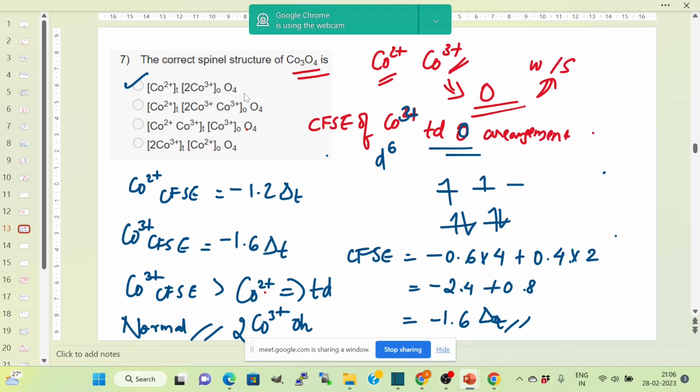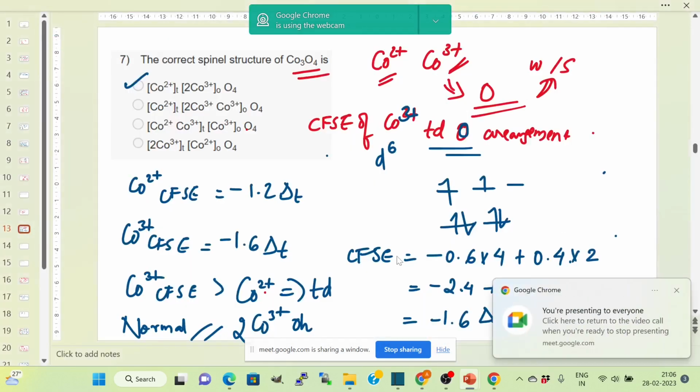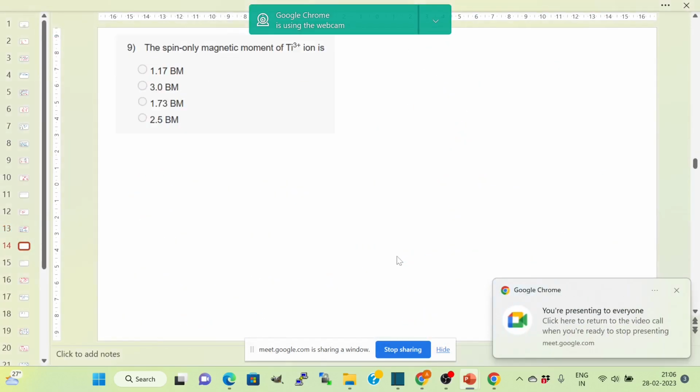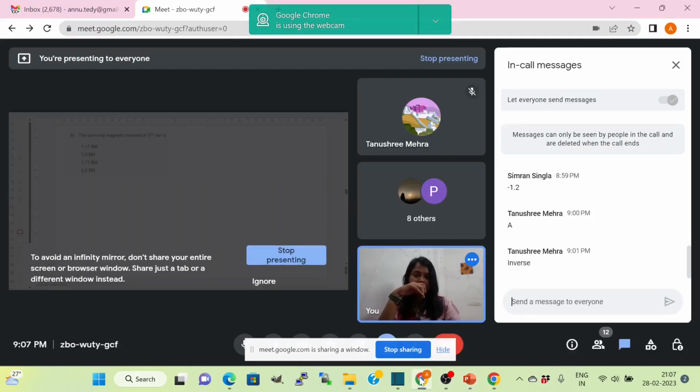Okay, so let me just check the chat box. So this is also a direct question. The spin-only magnetic moment of titanium 3 plus ion is. Please put in the chat box what is the answer. I'll give you a couple of minutes.